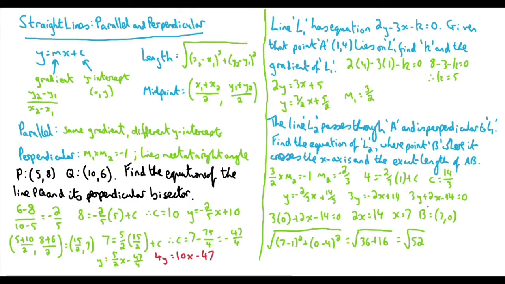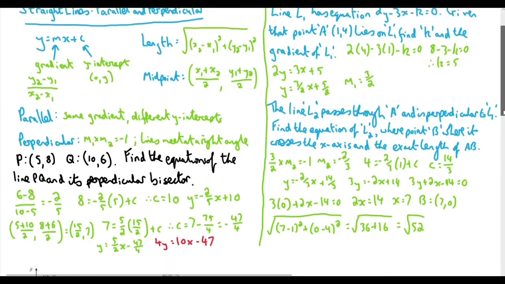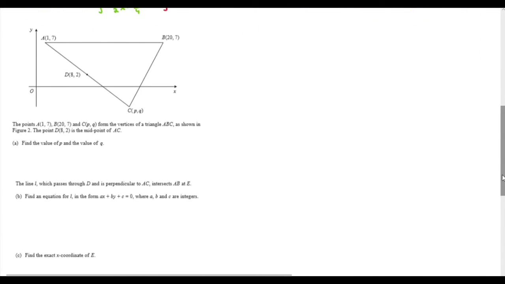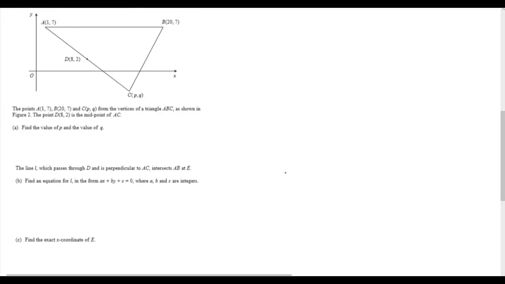If we're okay with that, let's just turn our attention then to one more question, this one from paper. So we're given this diagram here, where you've got these 4 points A, B, C, D, and we're told that A has coordinates (1, 7), B has coordinates (2, 7), C has coordinates (p, q), we don't know what they are, and we're told that they form the corners of a triangle, and then D (8, 2) is the midpoint of AC. So first of all, we're going to find the values of p and q.